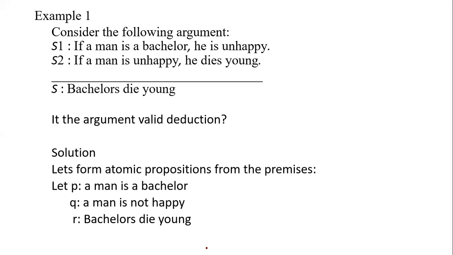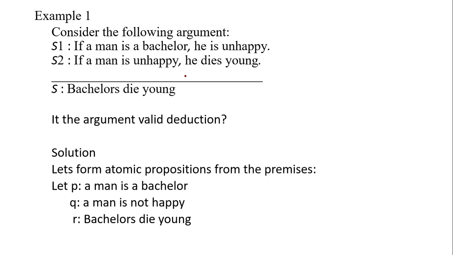Somebody should give an implication for S2. I've given you that for S1. That's why we got two main atomic propositions. One is a man is a bachelor. The other one is a man is not happy, that's unhappy. Now when we came to S2, we have a man is unhappy, so we have the same set as this one. And the last one we have is those who die young, or bachelors die young.